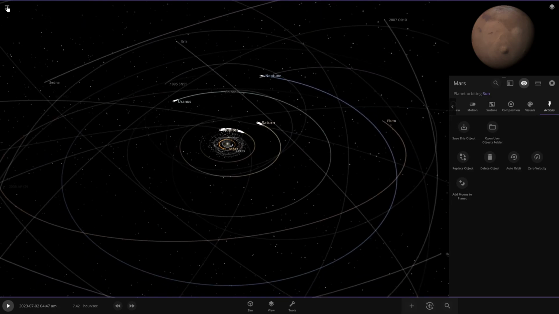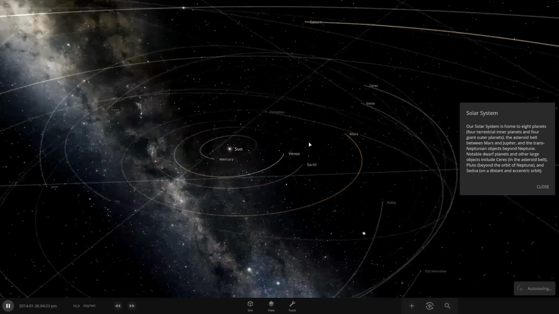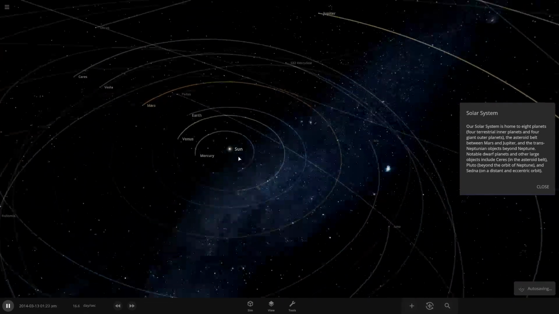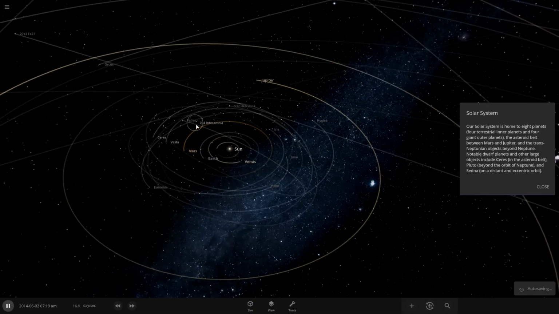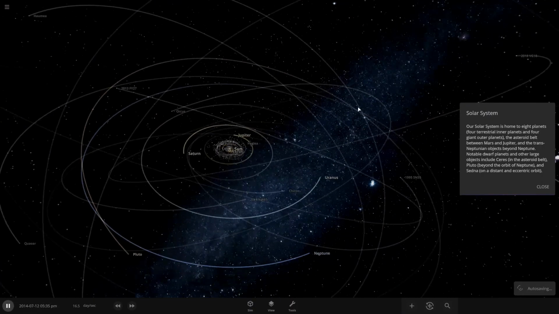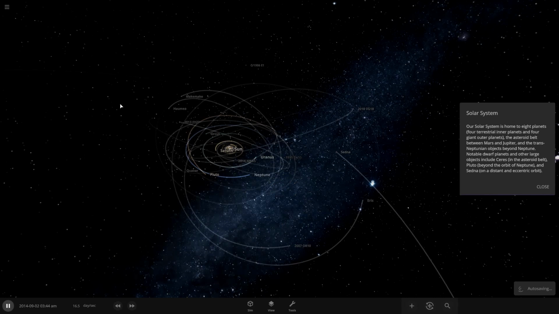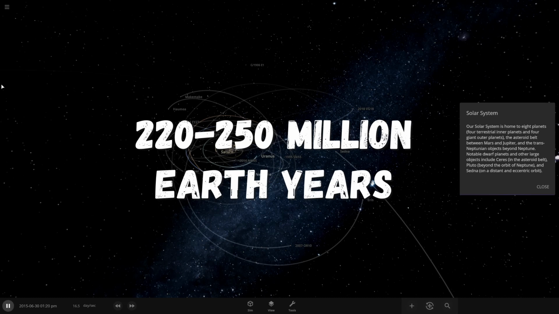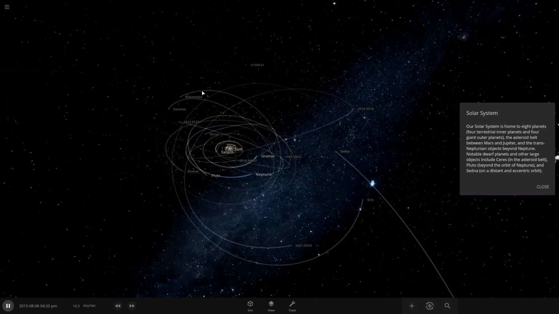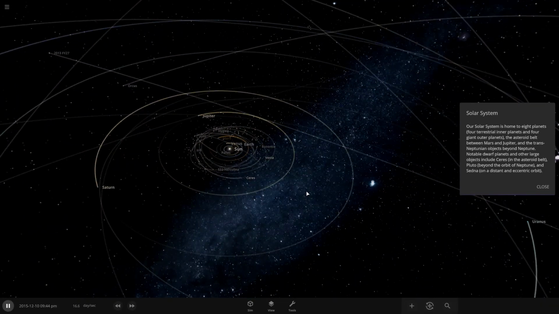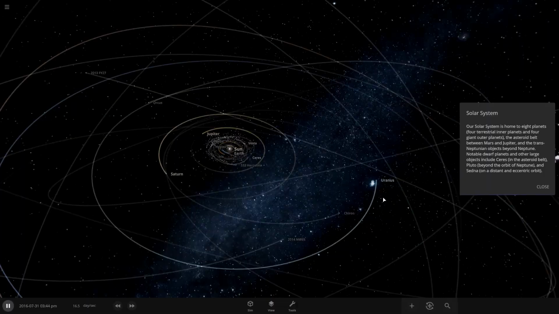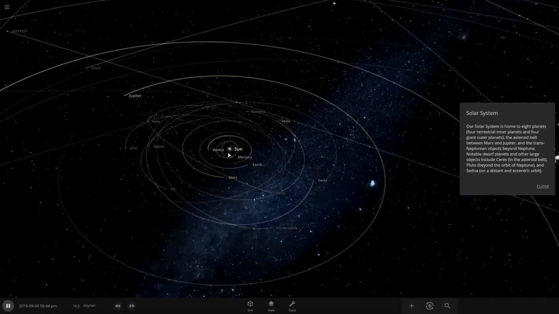So let's go ahead and reload this, and as you can see, currently it is a static reference frame, so the sun is stationary, it is not moving compared to everything else. However, that's not true. The sun is orbiting the center of the Milky Way galaxy. It does a complete orbit every about 220 to 250 million Earth years. So every 200 million Earth years, the sun goes around the center of the Milky Way galaxy, and that's a solar year, or technically a galactic year. But yeah, the sun is moving.